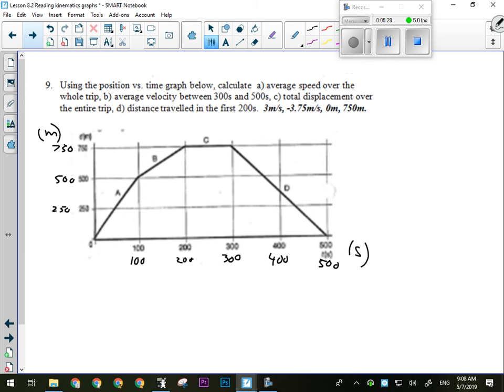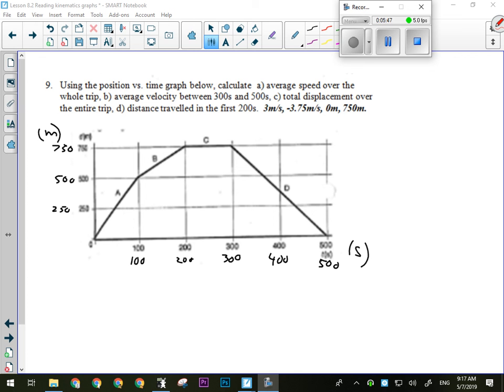Because I could give you a question on a position time graph and then switch over to a velocity time graph. So the big thing is that we got to switch gears to thinking about how position versus time graphs work. Part A wants me to find the average speed over the whole trip.